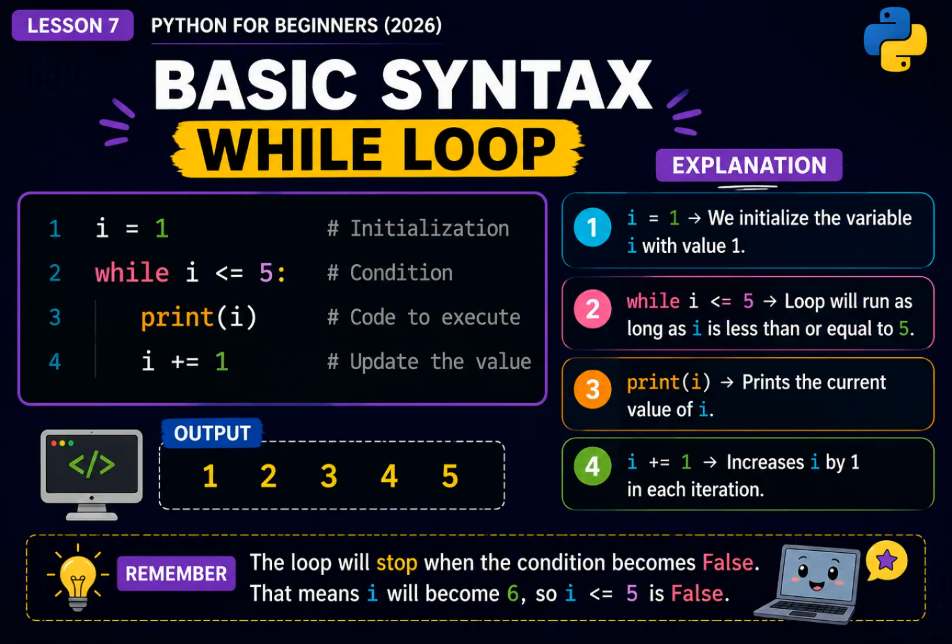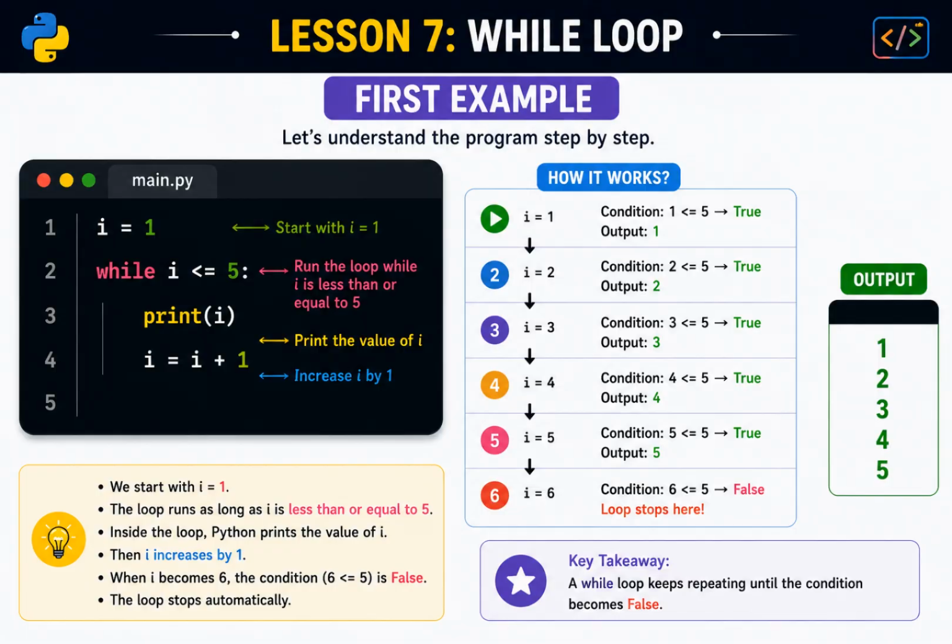So first example. Here in this example you can see, first we create a variable called i and give it the value 1. The condition says run the loop while i is less than or equal to 5. Then Python prints the value. Then i increases by 1, that is i += 1. The loop repeats again. When i becomes 6, the condition becomes false. The loop stops automatically.